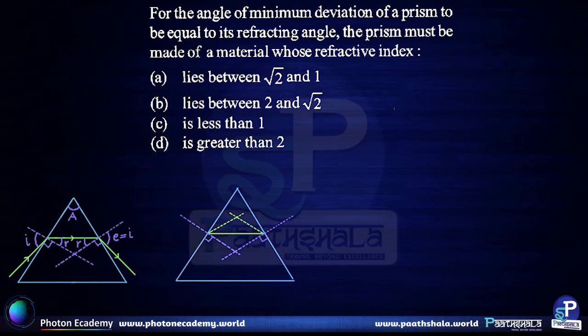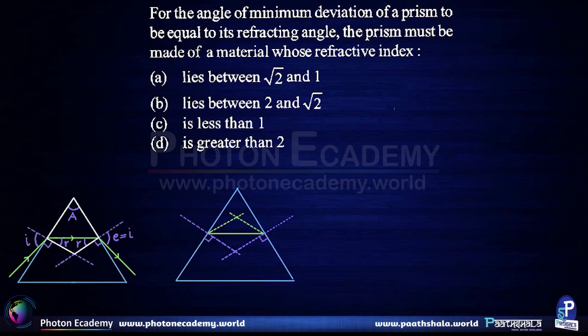Let us now look at this white quadrilateral that I am drawing over here. The sum of angles in a quadrilateral must be equal to 360 degrees. In this quadrilateral we have two angles as 90 degrees because the purple dotted lines are perpendicular to the surface. One angle is A, so the last angle must be equal to 180 degrees minus A.